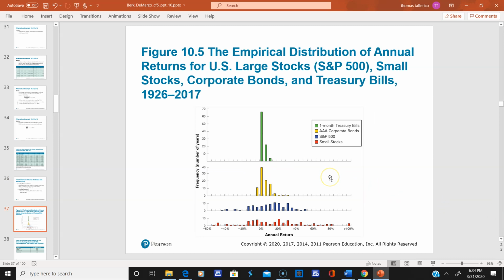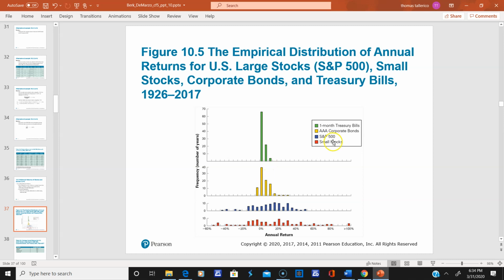So here are the graphs of things we looked at, right? Here's small stocks. And here's the S&P 500. And here is corporate bonds. And here is basically the 1-month T-bill. And you'll notice with the 1-month T-bill there's not a lot of risk. The distribution is very tight, but you look at the return, you notice the return is very small here, right?